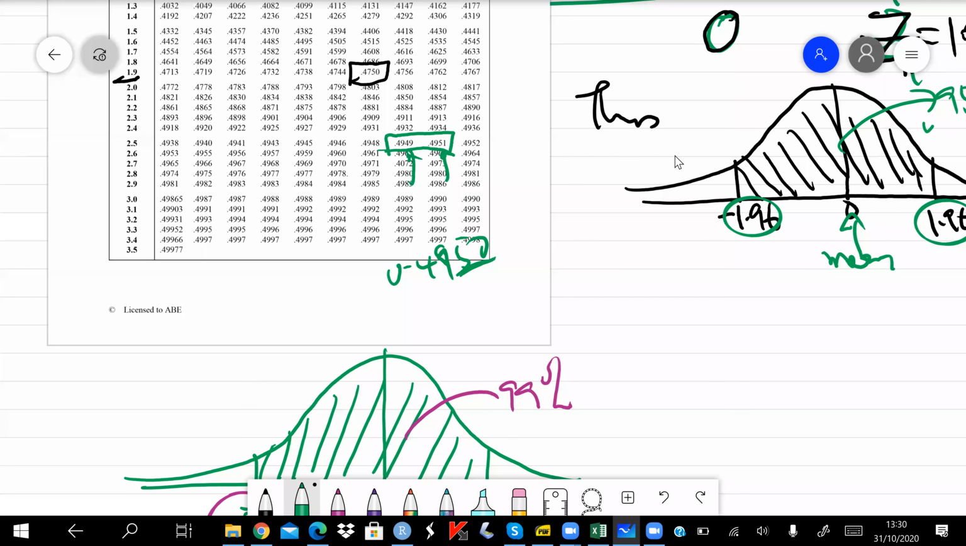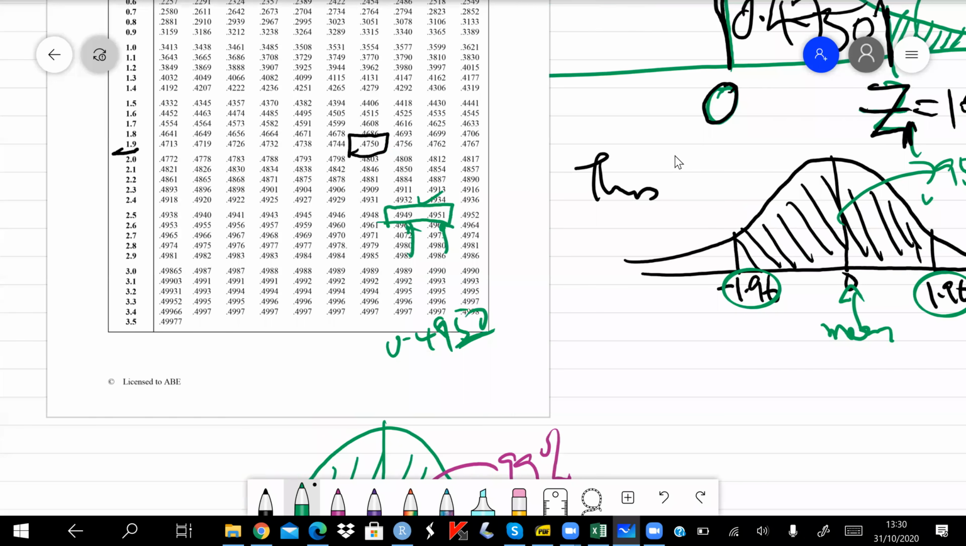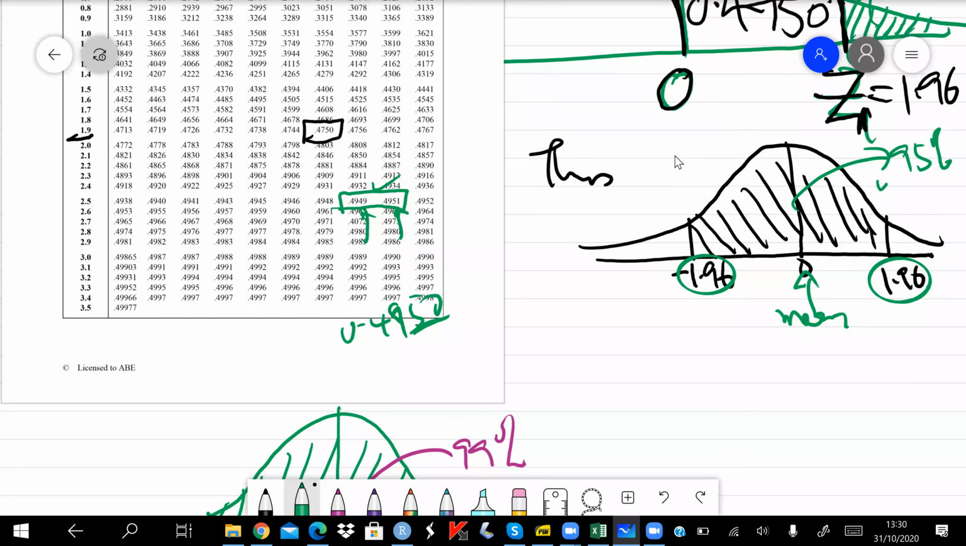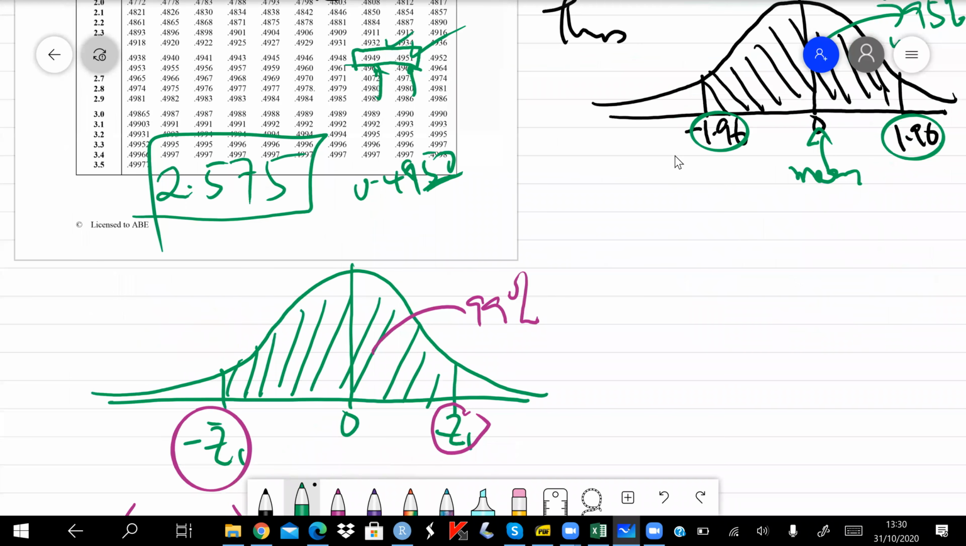So from the tables, we notice that the nearest values are these two. We have 0.4949 or 0.4951. And you can speculate that the actual value we are looking for is between 2.57 and 2.58. So maybe 2.575. But for convenience, we use the upper value. So 2.58 is the exact number of standard deviations. So this is 2.58.